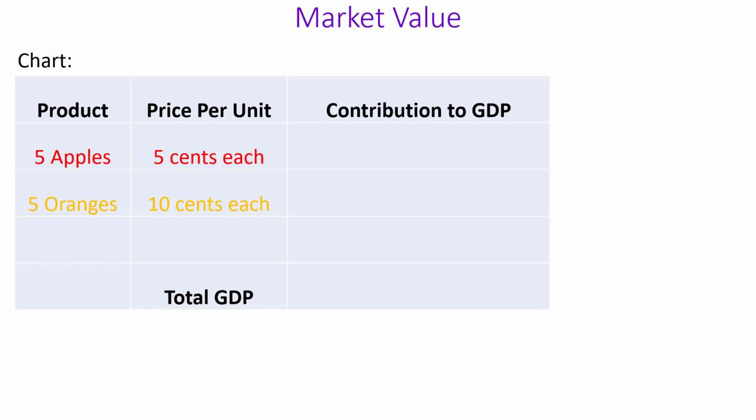Let's say that we are an economy that just produces apples and oranges. This economy in the past year has produced 5 apples, and the selling price of apples is 5 cents each. This economy has also produced 5 oranges, and the selling price of oranges is 10 cents each. So let's talk about what their contributions to GDP are and calculate the total GDP for this economy.